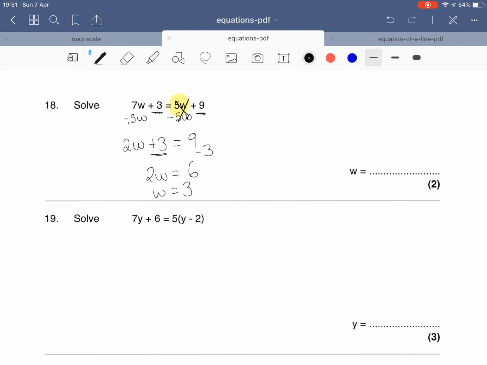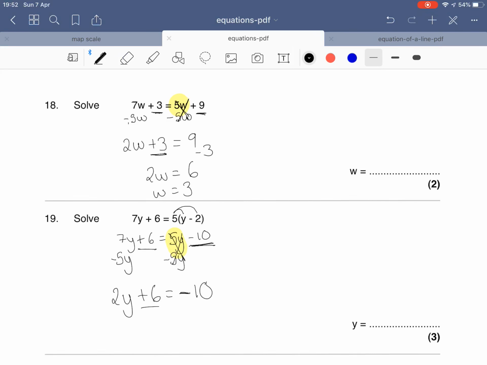Okay, so this one, you want to expand your bracket first because these can't divide by 5 over here. So we're going to do 5 times the y, which is 5y, and 5 times the minus 2, which is minus 10. And this side stays the same. So again, you want to get rid of your smallest y. So I want to subtract 5y, so those will cancel each other out, and I'll do 7y, take away 5y, which is 2y. 6 stays there, so plus 6. They cancel each other out, so I'm just left with minus 10 on this side. Don't forget that minus, it belongs to that 10.